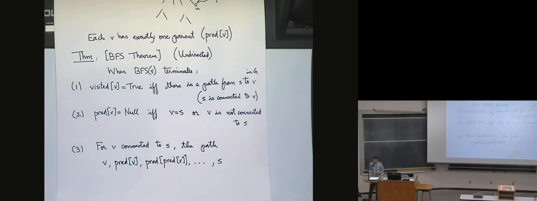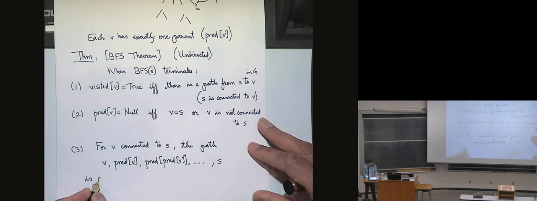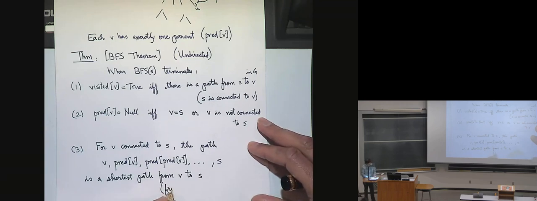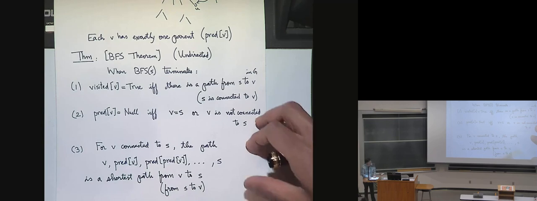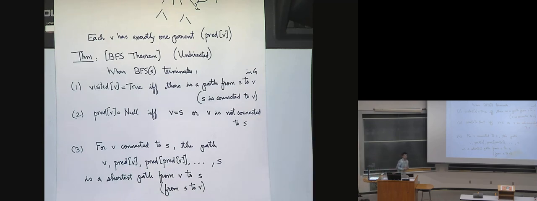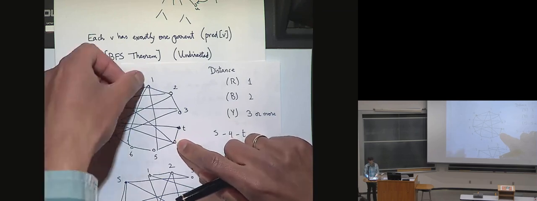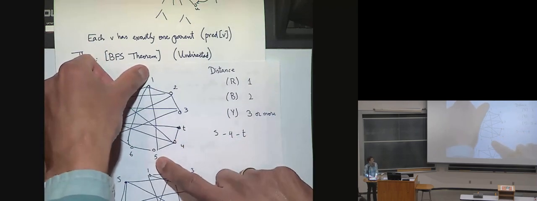Okay? So this path is a shortest path from V to S, and because this graph is directed, it's the same thing as saying from S to V. Yeah? Yes, there are many paths that are not shortest paths, and for example, let's look at this graph over here. Let's look at 1 and 5.